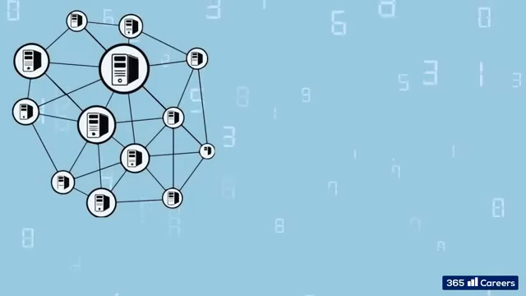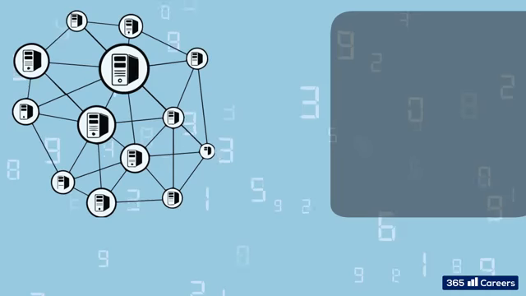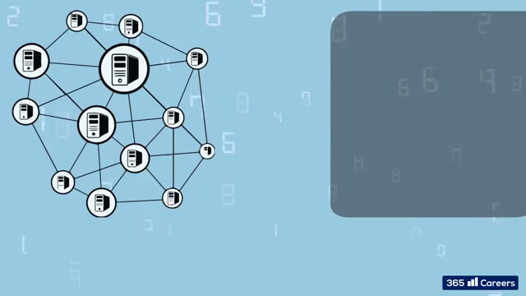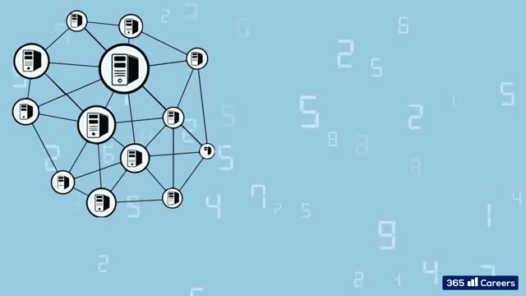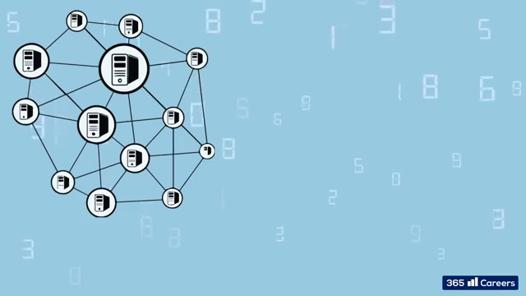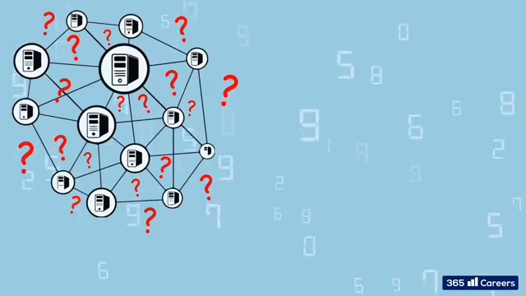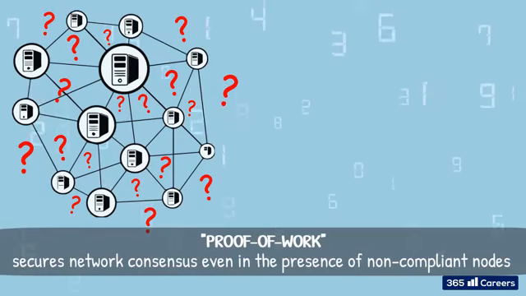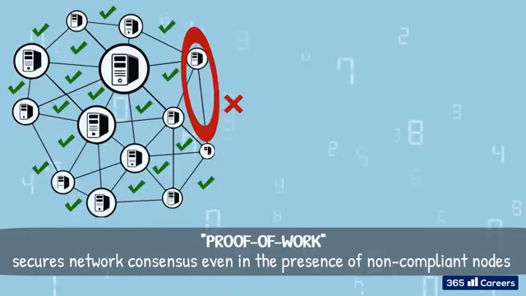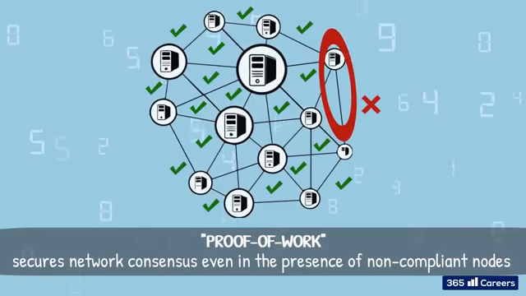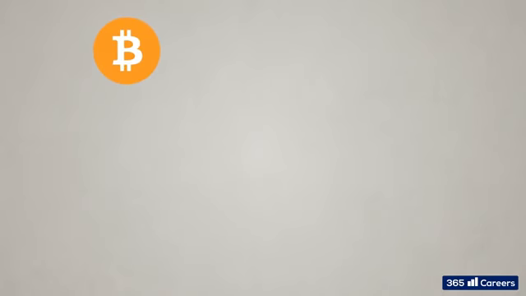To simplify, think of it in the following way. In the image we traditionally use to depict a blockchain, every single computer is a separate node. They are all connected and can receive, create, store, and send data to each other. In the context of the Byzantine fault tolerance algorithm, the important concept to grasp is that these mining nodes start from the assumption that nobody else on the network can be trusted. Proof of work secures network consensus, even in the presence of non-compliant nodes. That is, even if there are some Byzantine generals who are not acting in the army's best interest, coordinated action can still be achieved. Let's see how this mechanism works in Bitcoin.